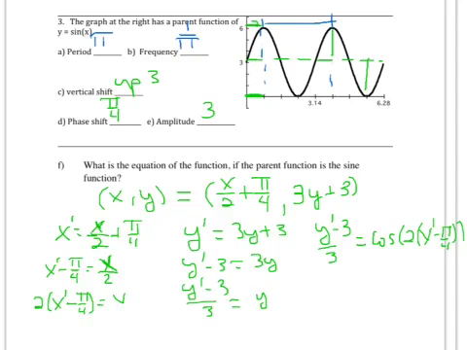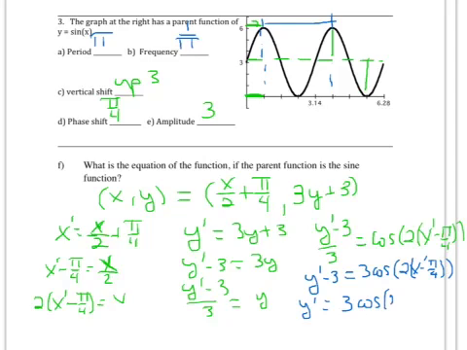So the first thing we're going to do is multiply both sides by 3. We're going to change color here. Multiply both sides by 3. Y prime minus 3 is equal to 3 cosine 2 times x prime minus pi over 4. And now we're going to add 3. So y prime is equal to 3 cosine 2 times x prime minus pi over 4, and we've added 3 to both sides, so plus 3. So there's the equation that we were looking for.